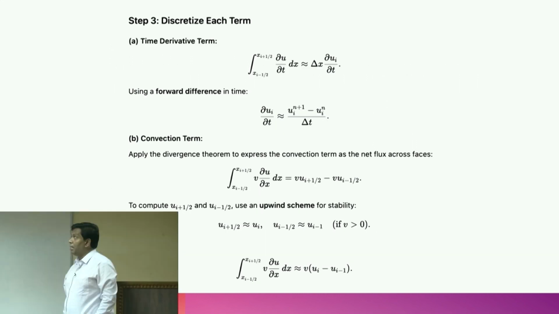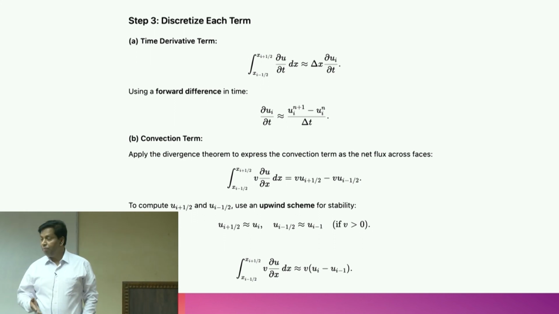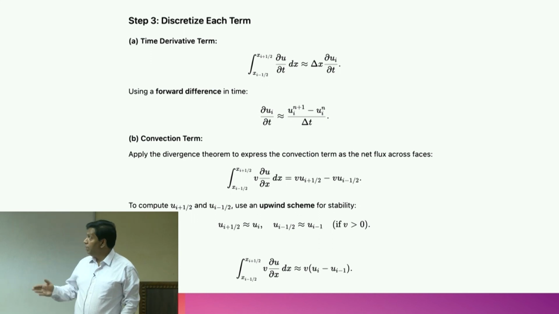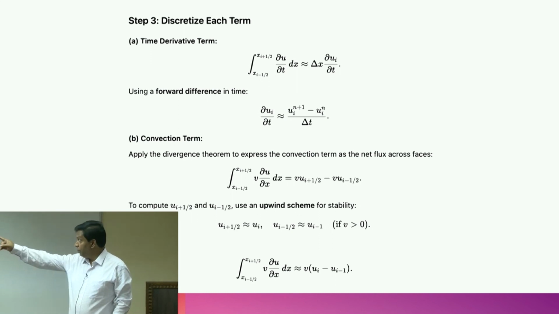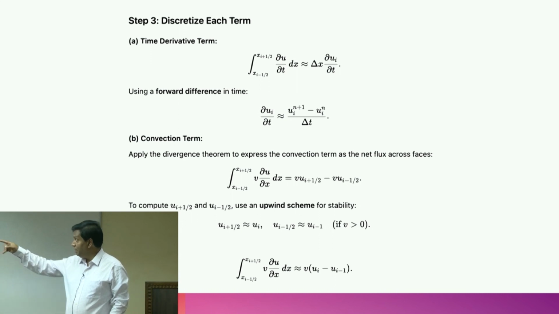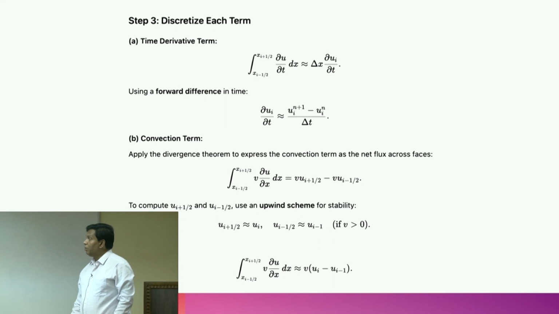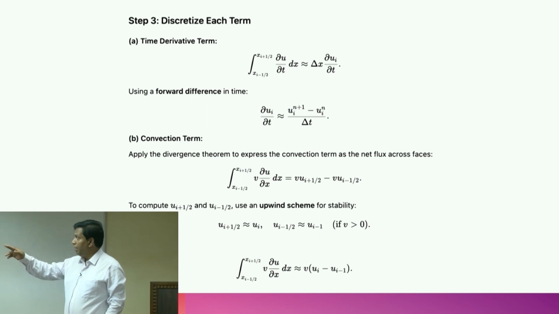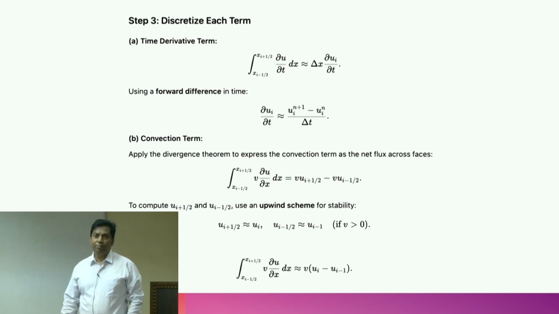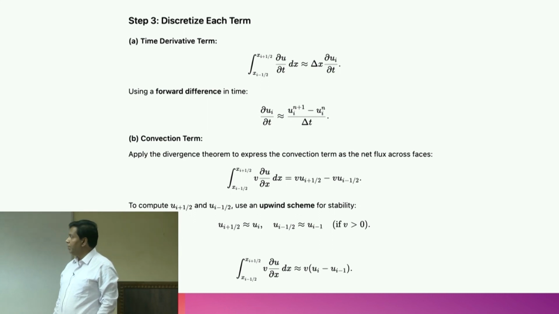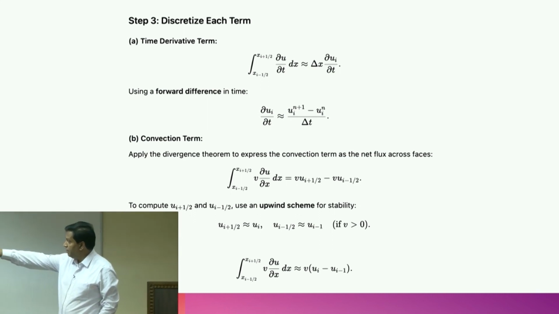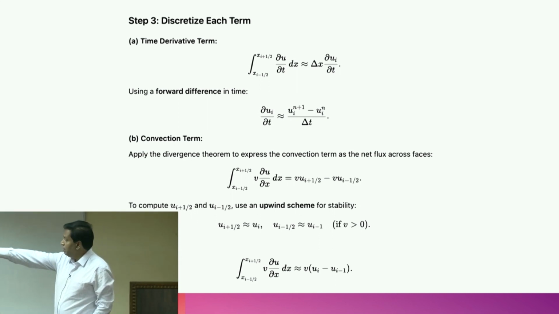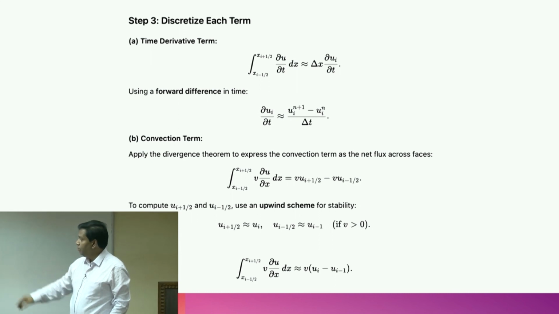The time derivative term is exactly the same as what we did before, with the differencing scheme. So, use the forward difference in time. So, del u i del t is equal to this one. Now, the convection term. This is different, we did not do it yet. Here we apply the divergence theorem. When you do the integration in terms of x, we are keeping v as a constant, and then we are making the difference form, del u del x.